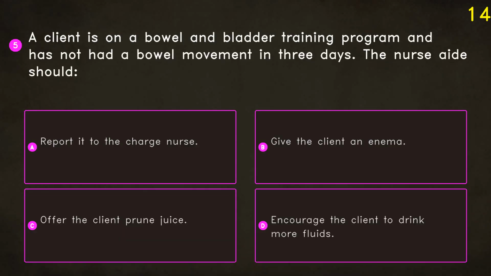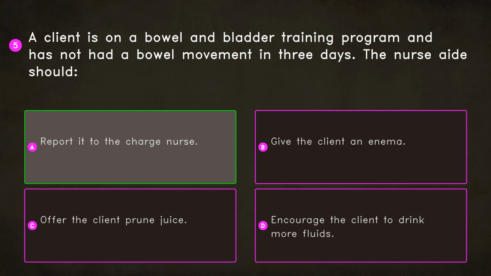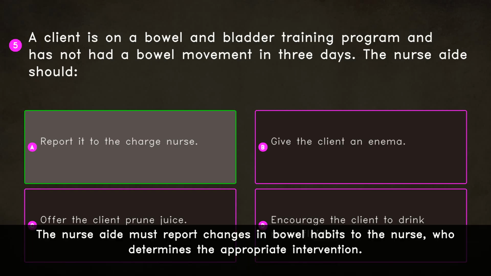Question 5. A client is on a bowel and bladder training program and has not had a bowel movement in 3 days. The nurse aide should A. report it to the charge nurse, B. give the client an enema, C. offer the client prune juice, D. encourage the client to drink more fluids. The correct answer is report it to the charge nurse. The nurse aide must report changes in bowel habits to the nurse, who determines the appropriate intervention.